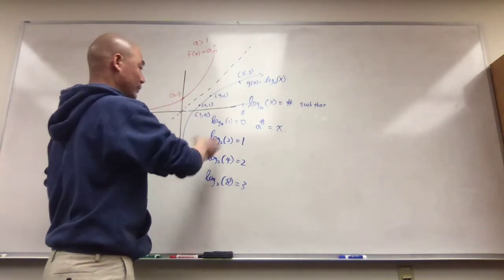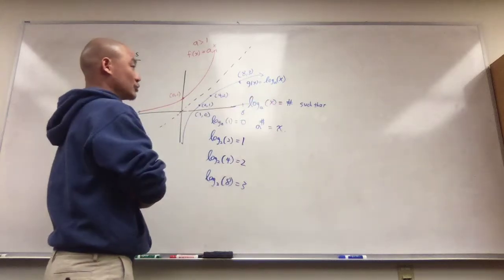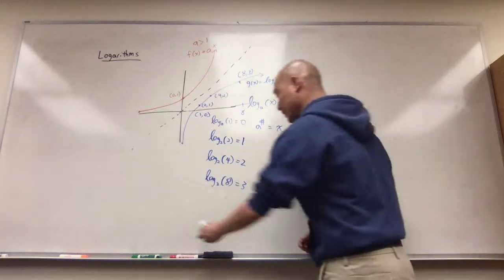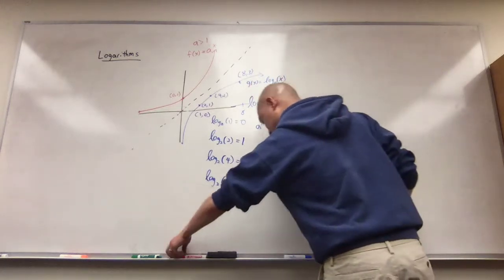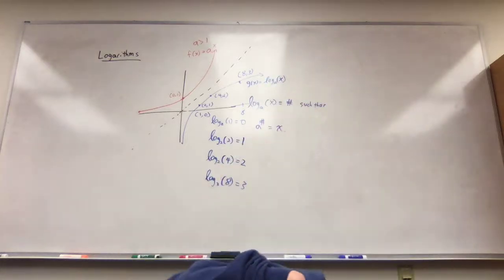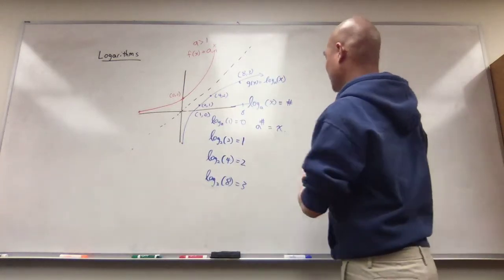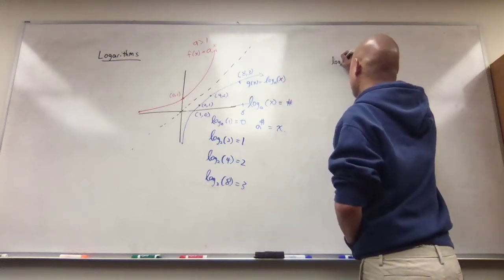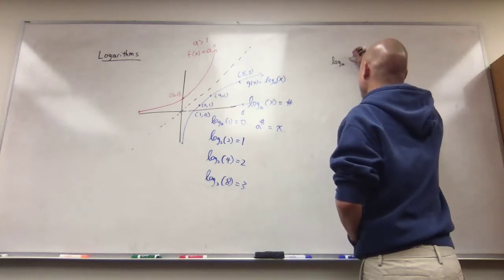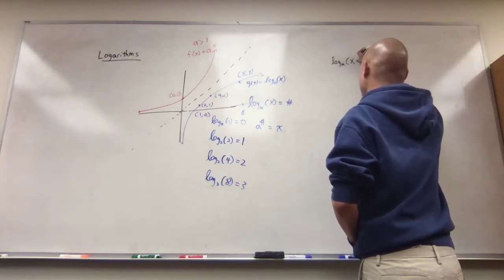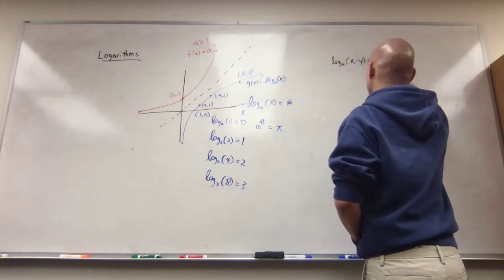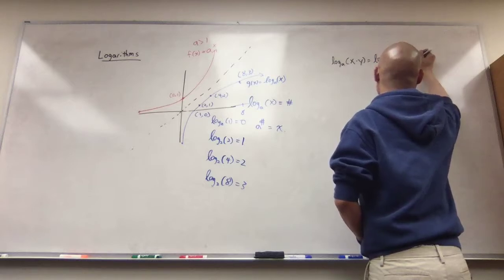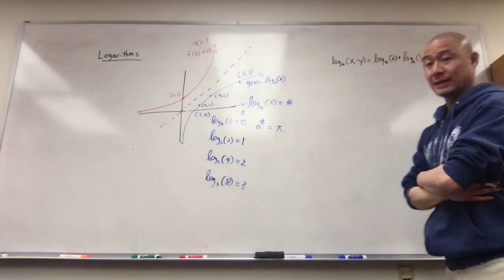This inverse relationship between the log and the exponential also is what gives us our two fundamental log arithmetic properties. So one of our properties is that for any log base a, of, let's say, x times y, is equal to log base a of x plus log base a of y.